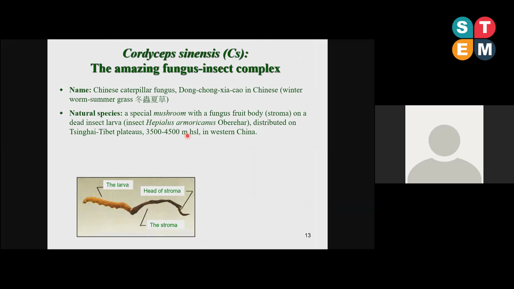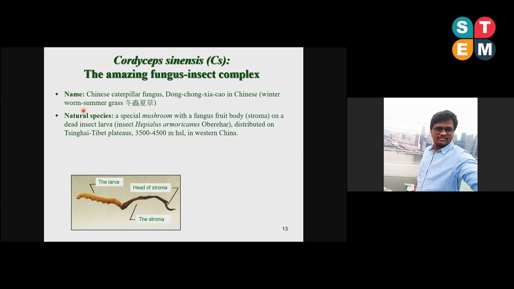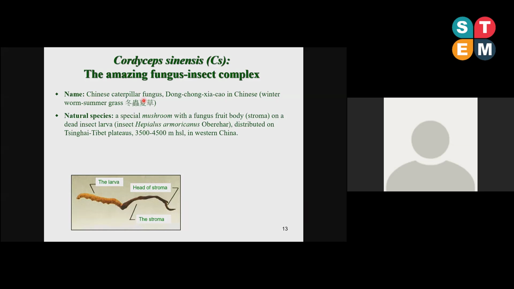Then the last part of my talk is on this very interesting medicinal fungus called Cordyceps sinensis. The general name is Chinese caterpillar fungus, or 冬虫夏草 in Chinese. The meaning of 冬虫夏草 is winter worm, summer grass. The natural species look like this.